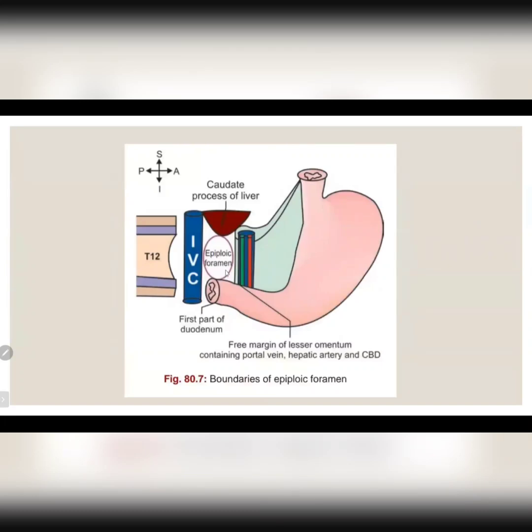Now, why I'm telling you about the epiploic foramen is that at the epiploic foramen, there is a free edge of the lesser omentum. The free margin of the lesser omentum has three important structures. What are the three structures present at the free margin of the lesser omentum? Bile duct, hepatic artery, and hepatic portal vein. Good, Malavika. There is the common bile duct, hepatic artery, and the portal vein.